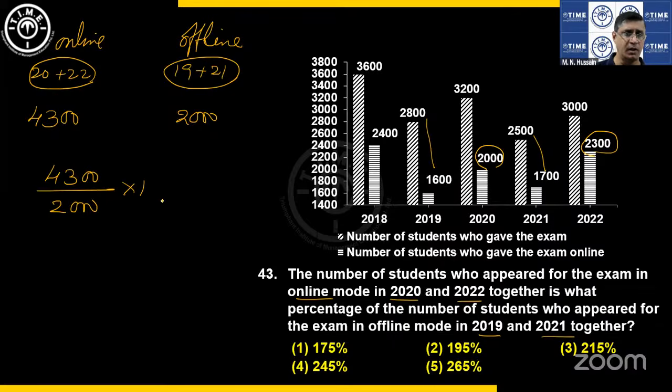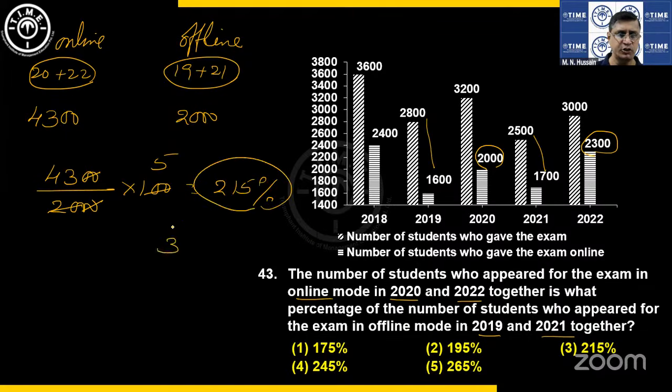Now simplify this. 0 and 0 get cancelled. 20 in 100, it goes 5 times. What is the result? 5 into 43, that is 215. 215 means right choice is option 3. Third choice is the answer for this question.